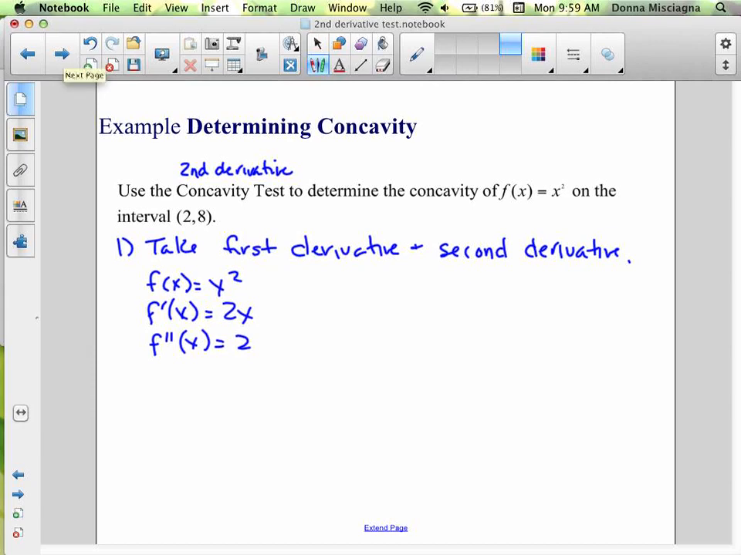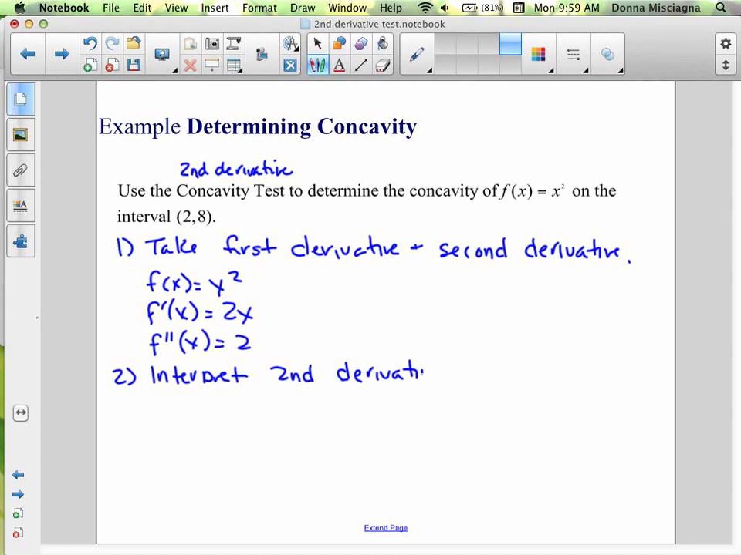All right, so what does that tell us about our graph? So now we'll do step 2, which is interpret. And we don't even need a sign chart here because it's 2. 2 has no x's in it. There's nothing for me to plug into. All right, if this were a 2x and it had an x in it, we'd plug values in. But this is 2, and 2 is always a positive number. So we're going to interpret the second derivative now.